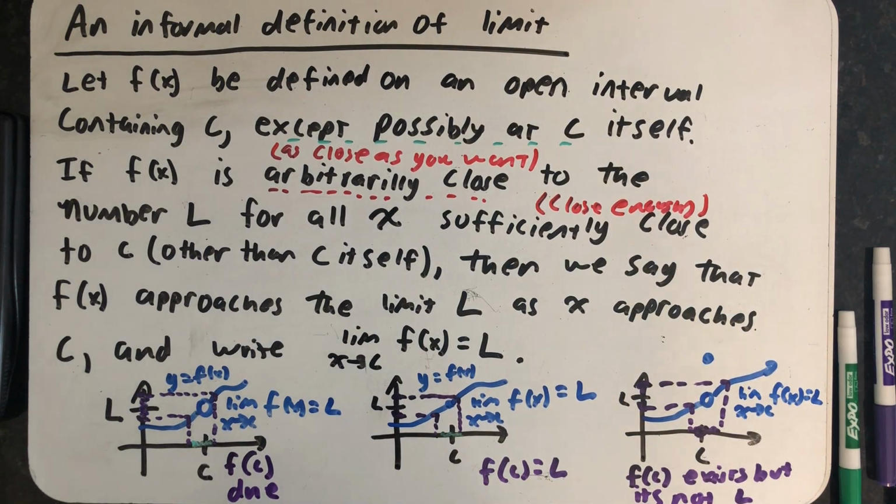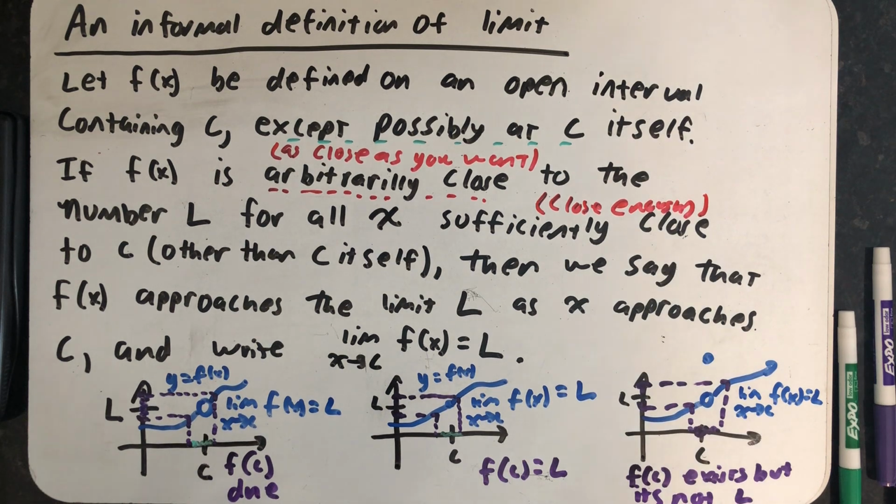In our last video, we defined limit informally. Let f of x be defined on an open interval containing c, except possibly at c itself. If f of x is arbitrarily close to the number L for all x sufficiently close to c, other than c itself, then we say that f of x approaches the limit L as x approaches c.